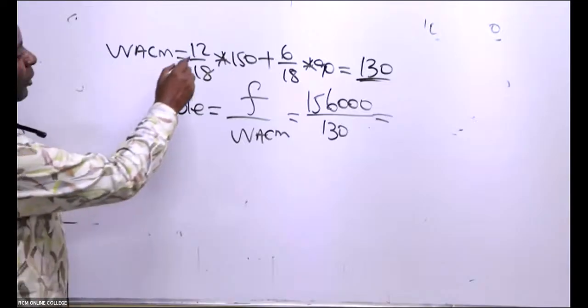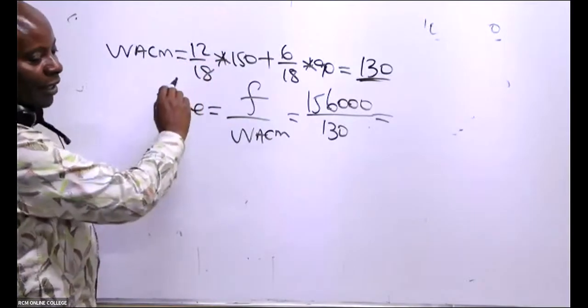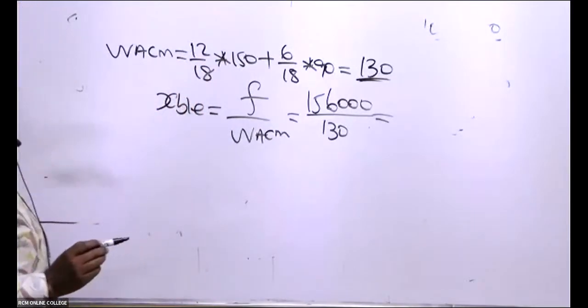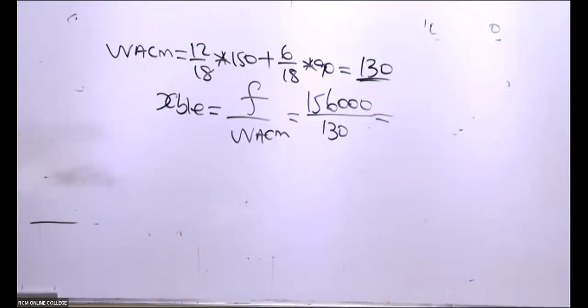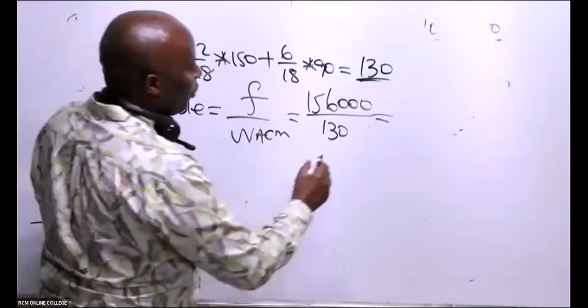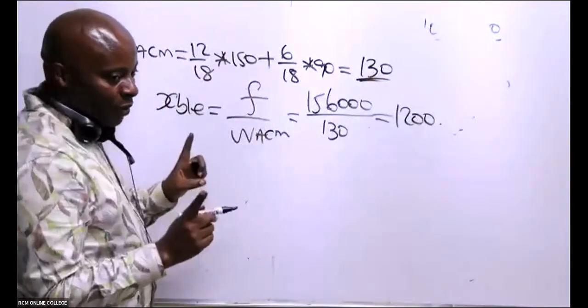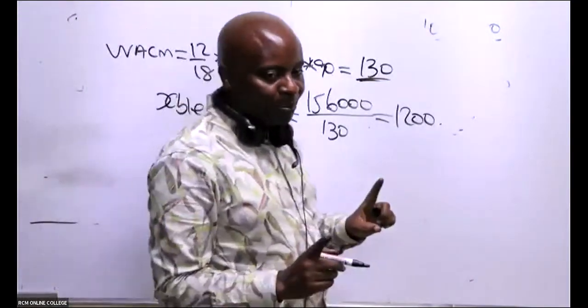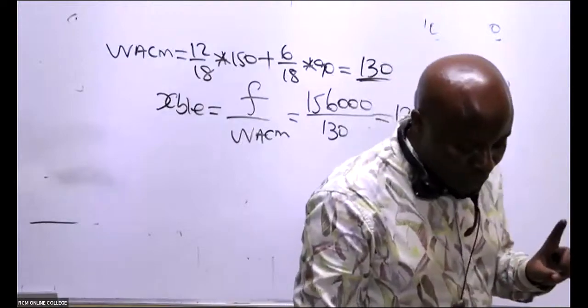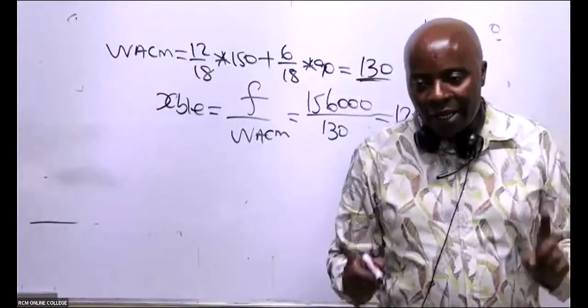They will cancel on their own. Even if you put 1200 over 18, they cancel on their own. The answer will remain 130. So they are giving me an answer of 1200. So you see, we have answered the first question where they wanted us to give them the number of units that we will sell to be able to break even.